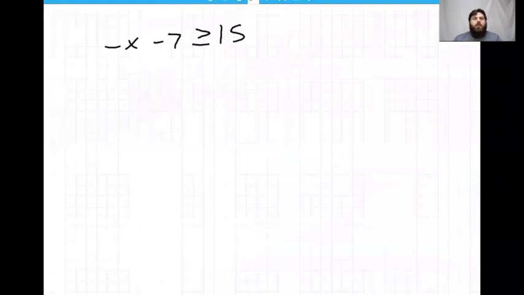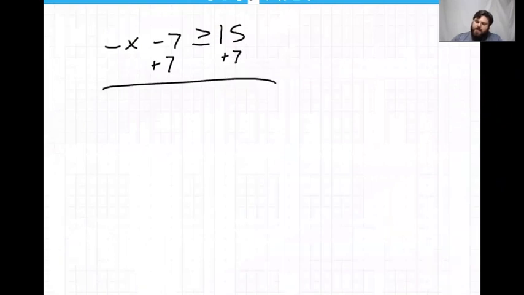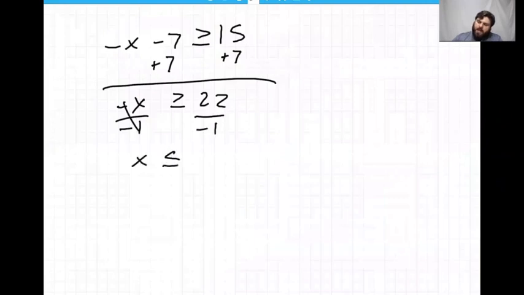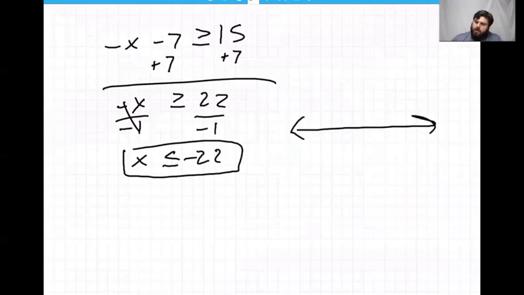All right, it says solve the system, or excuse me, solve the linear inequality. So you just solve it. You add 7 to both sides. You get negative x is greater than or equal to 22. Divide by negative 1, which means we have to switch the sign over. x is less than or equal to negative 22. You look at this graph. Less than or equal to, remember that means a closed line. If it's less than, it doesn't say equal to, you would have an open line.